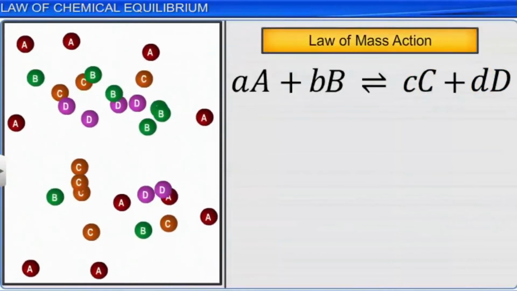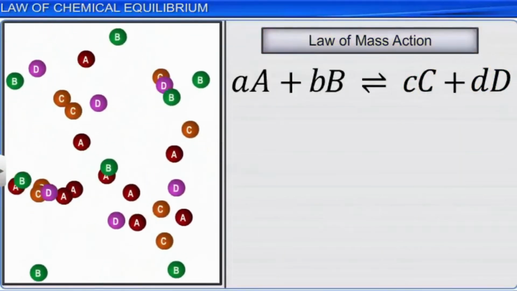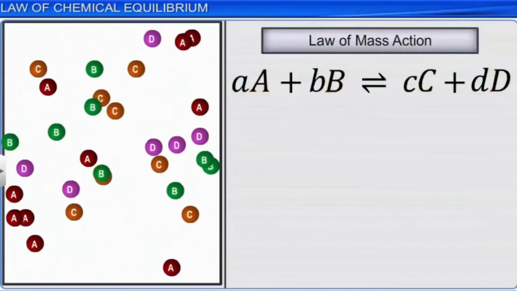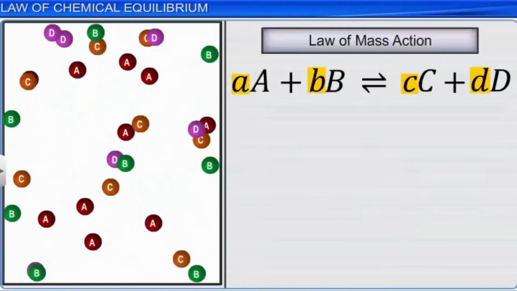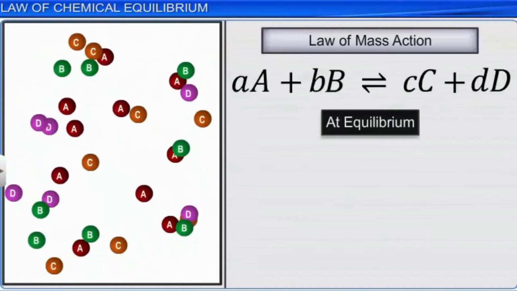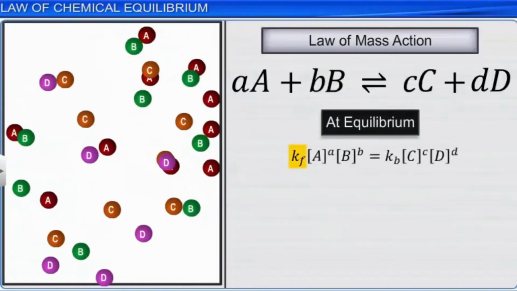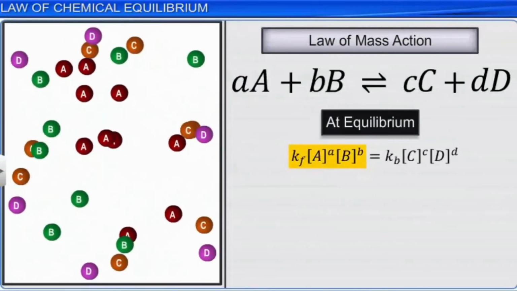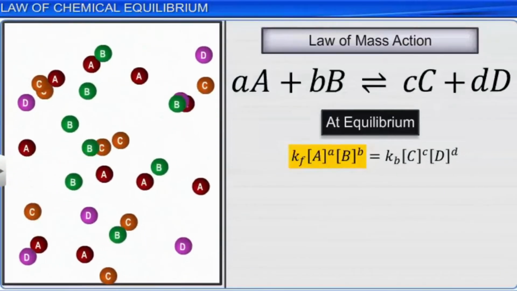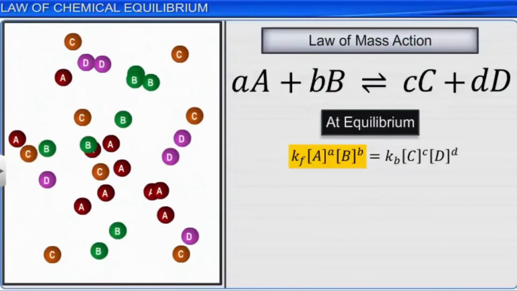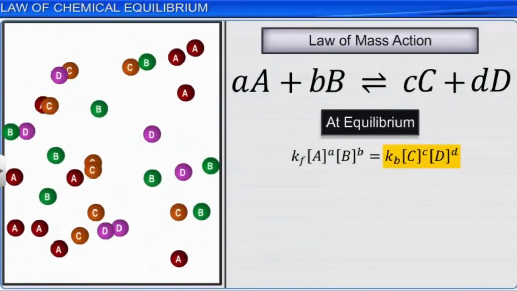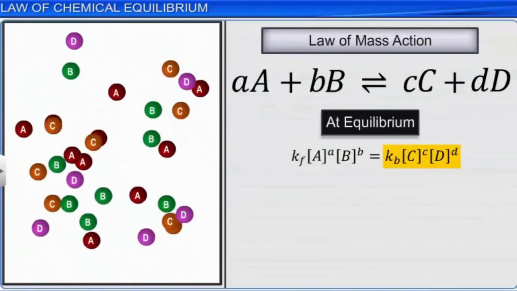On applying the law of mass action, the rate of such a reaction is proportional to the concentration of each species raised to a power equal to the stoichiometric coefficient of the reaction. It, therefore, follows that at equilibrium, Kf multiplied by the product of the concentrations of the reactants, [A] raised to the power of a and [B] raised to the power of b, is equal to Kb multiplied by the product of the concentrations of the products, [C] raised to the power of c and [D] raised to the power of d.